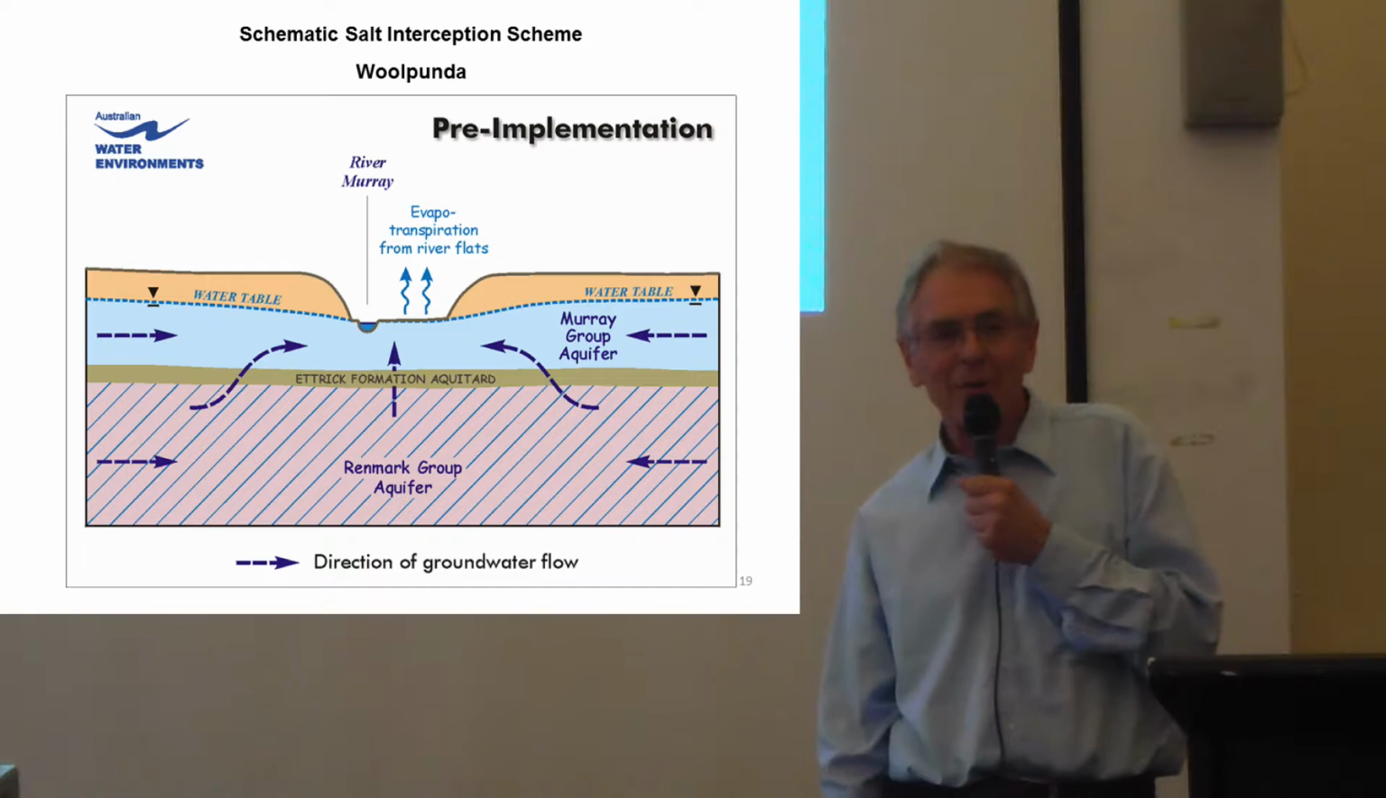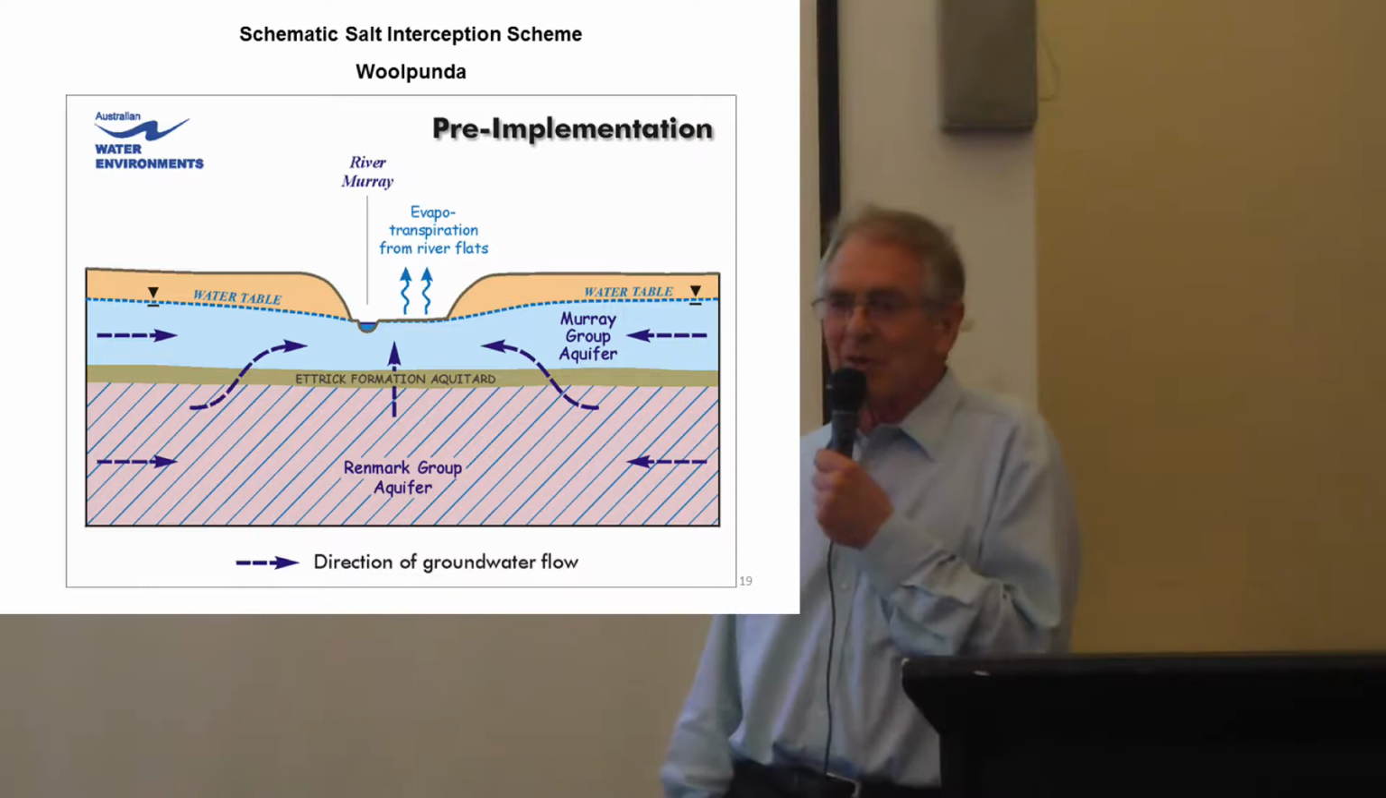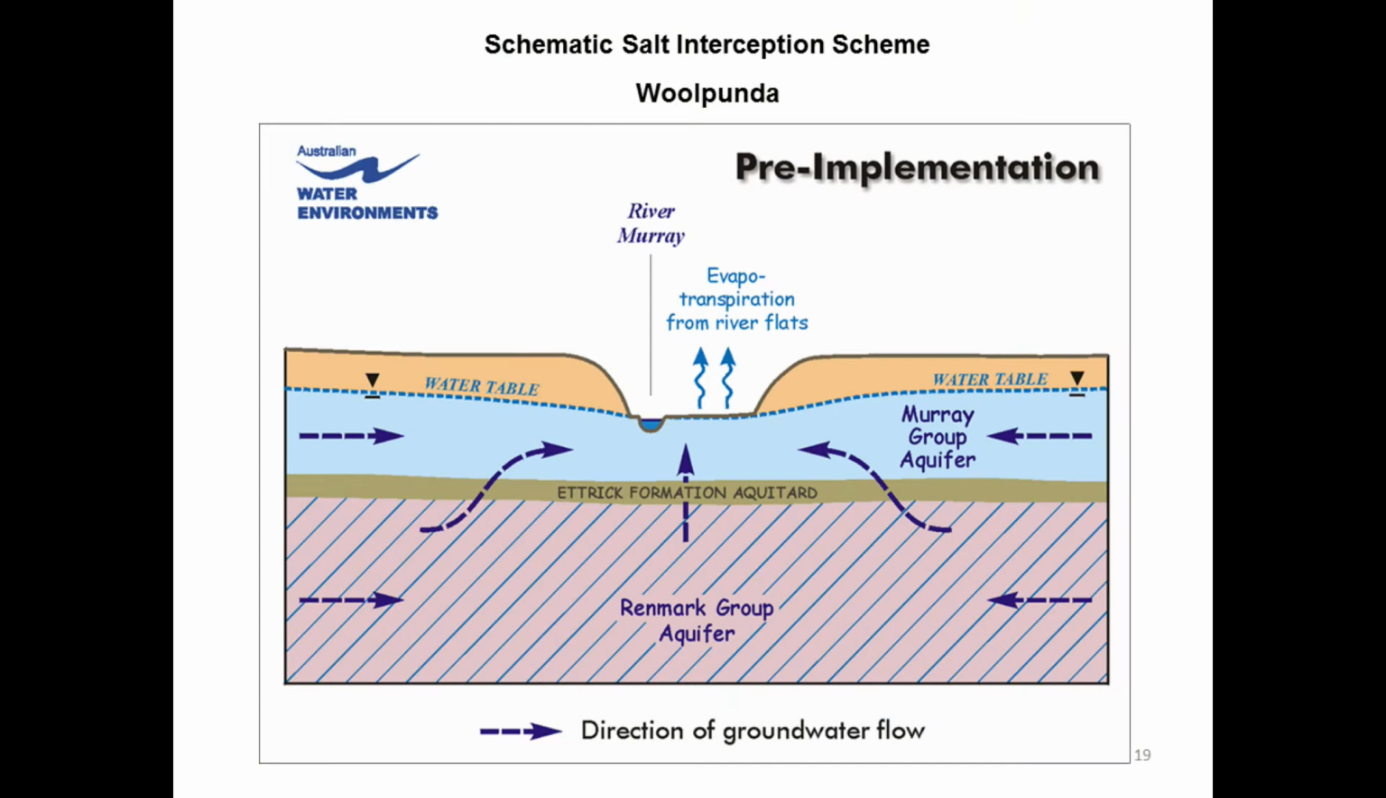And we thought, if we could get the irrigators and governments and the upstream states to pay for this, then salinity would be reduced in South Australia without them going further than they could afford in reducing salinity inputs themselves. What happens here is that in the Renmark Group aquifer, there's groundwater that is very salty, saltier even than seawater, and right under the river in the Wolpunga area is a window in this normally impermeable formation. So water is flowing out upwards and contributing a lot of salt in that stretch of the river.